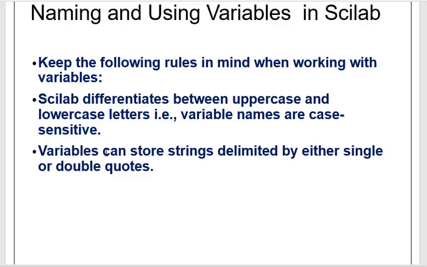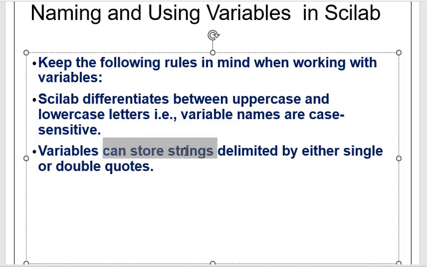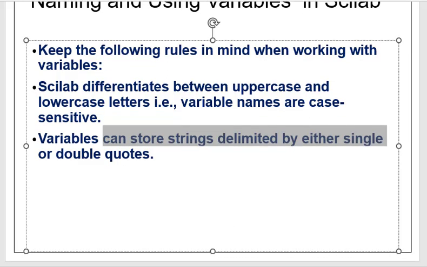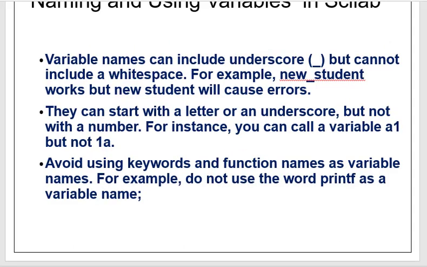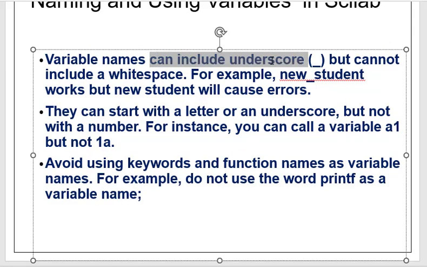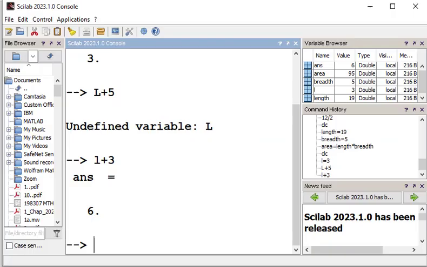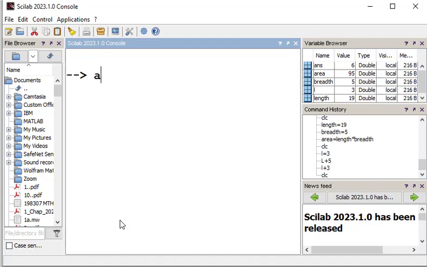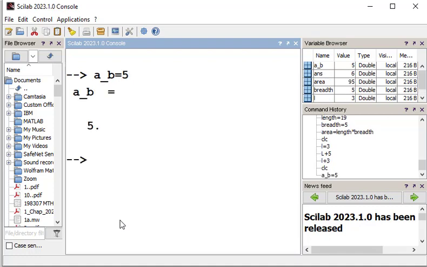Other than this, variables can store a string delimited by either single or double quotes. Right? Both are allowed when we define a variable as a string type. Some other rules are that variable names can include an underscore but can't use white space. What it means is I can name a variable A underscore B with, let us say, a value 5. Okay, one more thing that till now you might have observed is that when I press enter, it's echoing the variable. No?